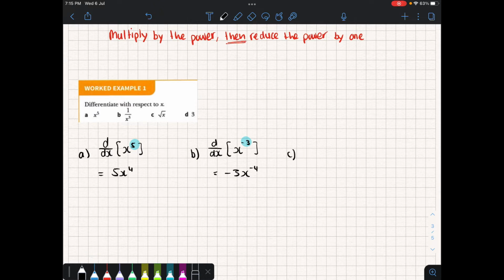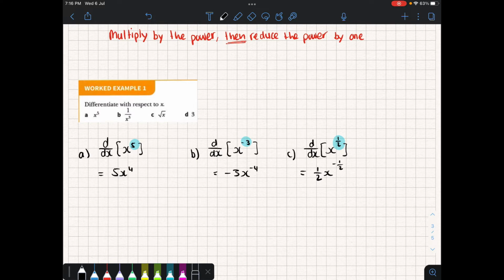For C, we want the derivative, d by dx of the square root of x. Again, I can't differentiate when it's written like that, so I need to use index notation to change that into something that I can differentiate. We should remember from our index laws that the square root of x can be written as x to the power of 1/2. Now I'm going to differentiate using the power rule. I'm going to multiply by the power, so the power is 1/2, and then reduce the power by 1. So that's going to become negative 1/2.